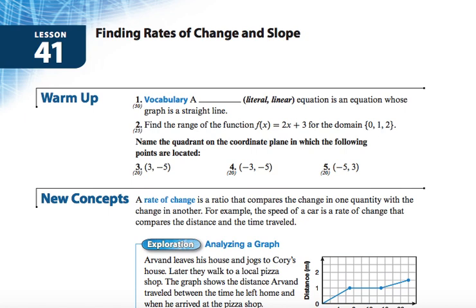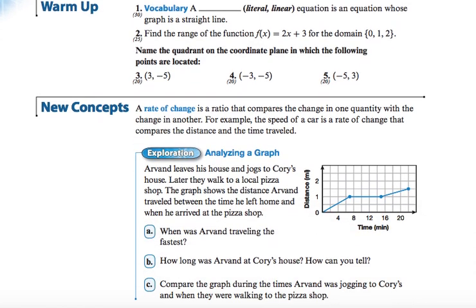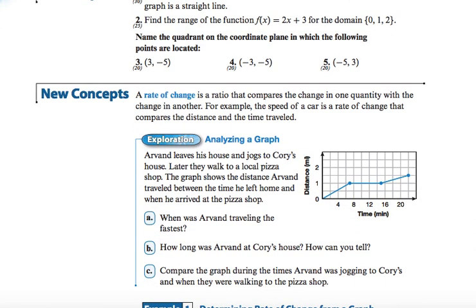Algebra 1, Lesson 41, Finding Rates of Change and Slope. Our new concepts today are all about a rate of change. A rate of change is a ratio that compares the change in one quantity with the change in another. For example, the speed of a car is a rate of change that compares the distance and the time traveled. Let's take a look at the exploration to see this working out.